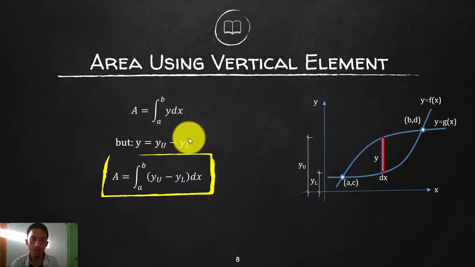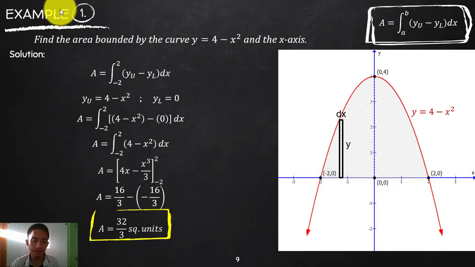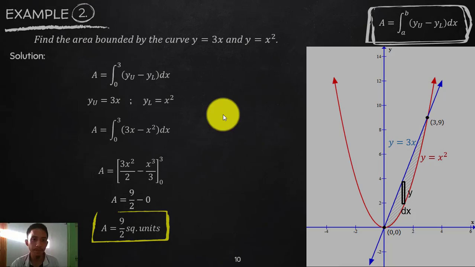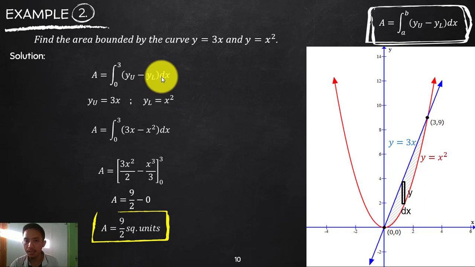Let's have one more example on your vertical strip. So the same thing, we will be solving this example number 2, but this time using a vertical strip. So again, y times dx. Your y is y upper minus y lower. Okay, intersection points are (0, 0) and (3, 9). We are moving horizontally to get your limit from x. So 0 to 3.